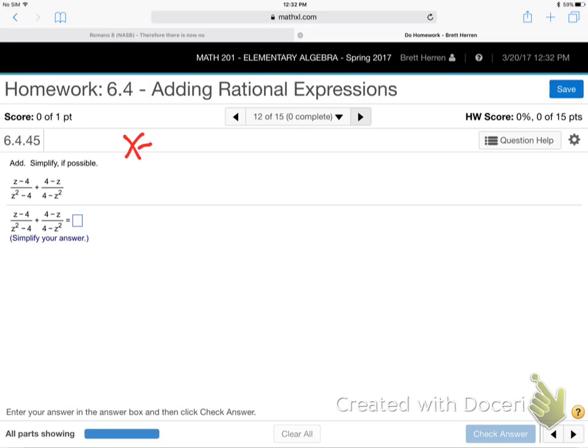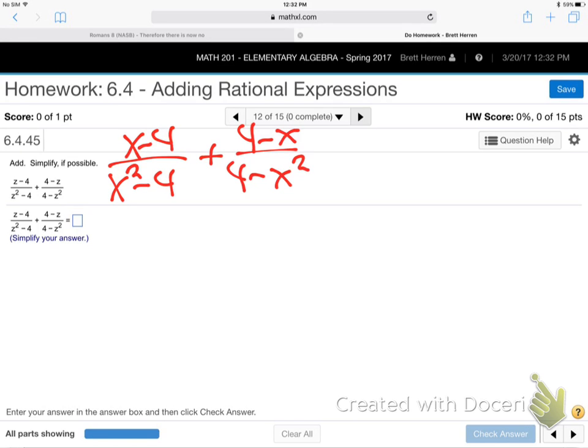Okay, I'm going to make that an x. x minus 4 over x squared minus 4, plus 4 minus x over 4 minus x squared. All right. What am I going to do with this right away? Flip it. Remember, we never want the x's subtracted at the back. Do that first. We're going to factor in a second, that will be our next action after we flip.